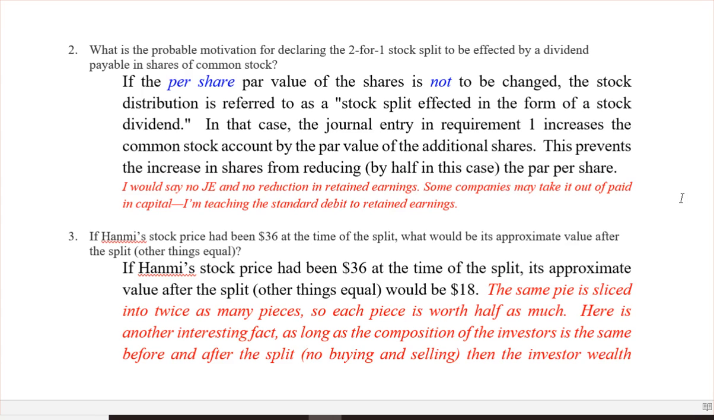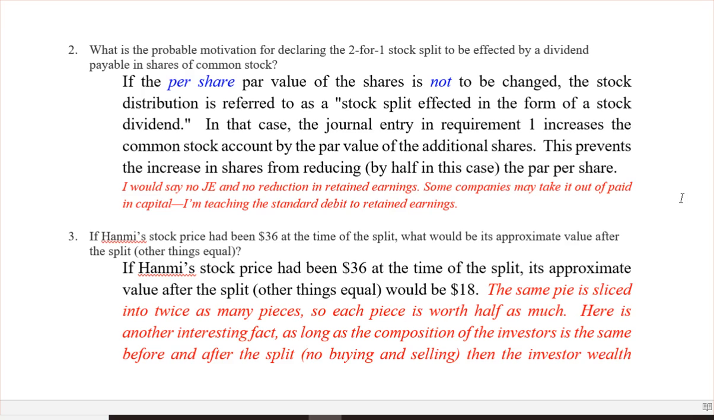When you do a journal entry, and it's your decision to do a journal entry, by the way, some companies would do that out of paid-in capital instead of out of retained earnings. I'm not going to get into any of that. I want you to always look at dividends as being debits to retained earnings. Just memorize debits to retained earnings.